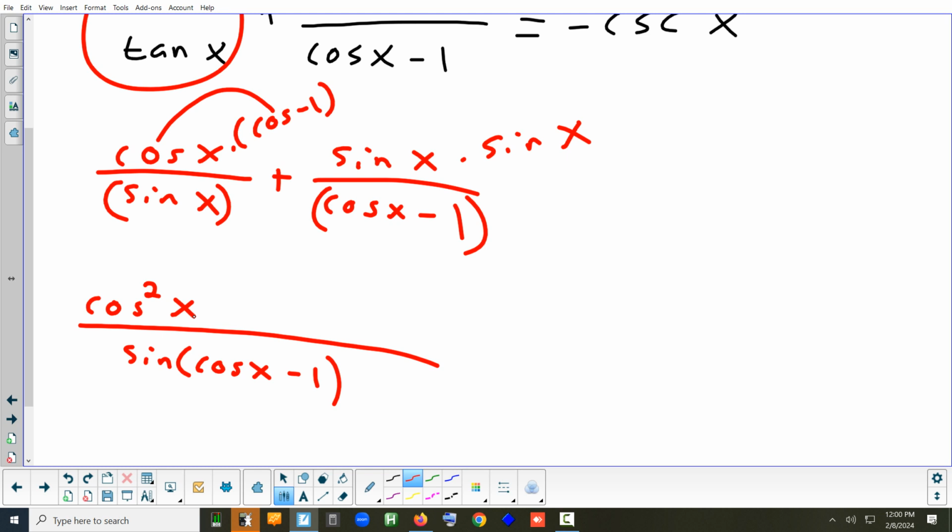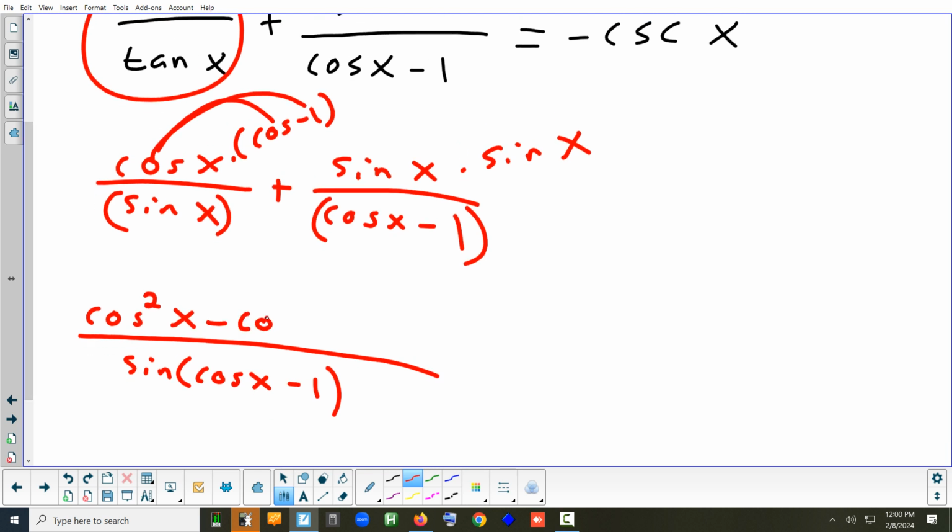I always like when there's a cosine squared, because then I'm going to hope for a sine squared, and then maybe I can do something. What's cosine times negative 1? Negative cosine. Okay, we got a negative, and there's a negative in the final answer. Maybe that's good. And what's sine times sine? Sine squared. Okay, this is looking good, I think. We have a cosine squared and a sine squared. What's cosine squared plus sine squared? 1.